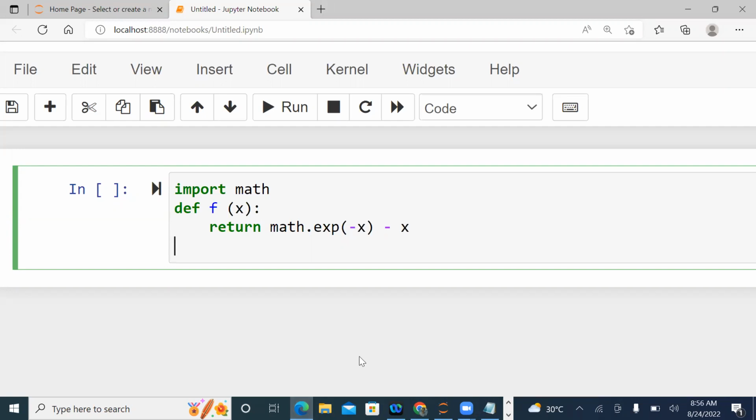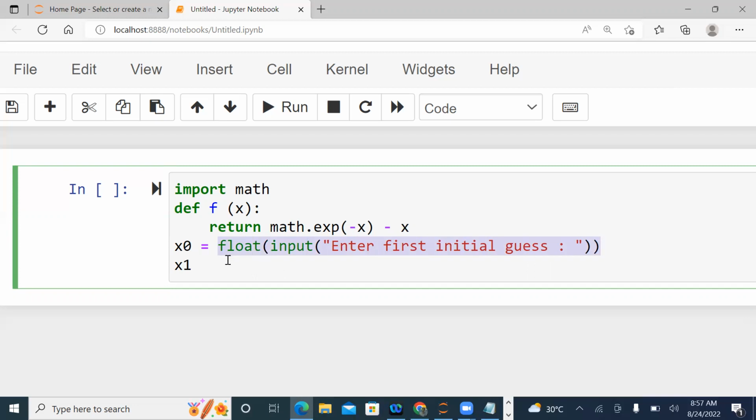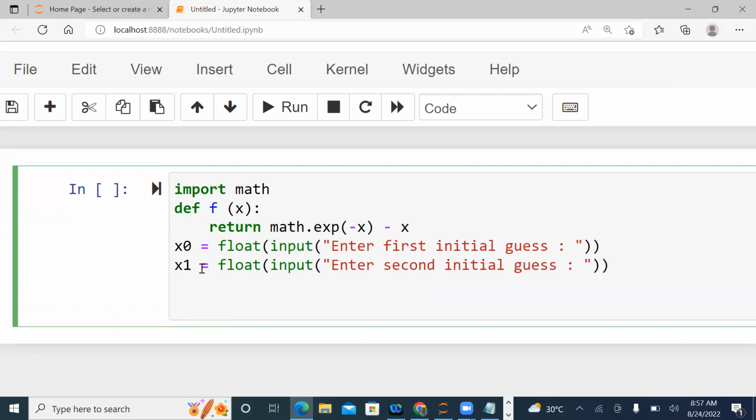Now let us read initial guesses x0 and x1 through the keyboard. For the initial guess you need an input statement. Let us have a prompt: Enter first initial guess. And let us convert this into float, because by default, input is always a string. Similarly, read for x1, your second initial guess. You need two guesses.